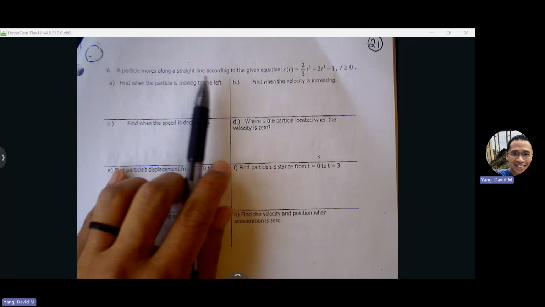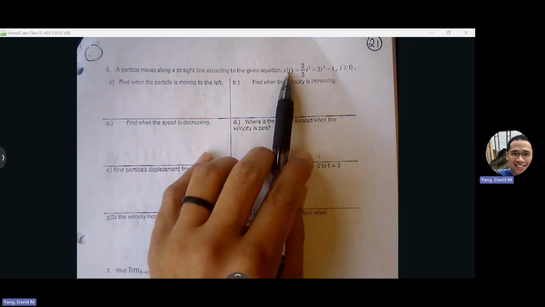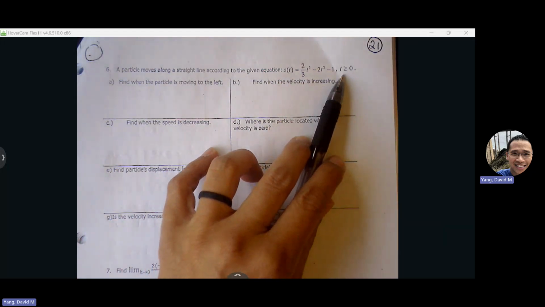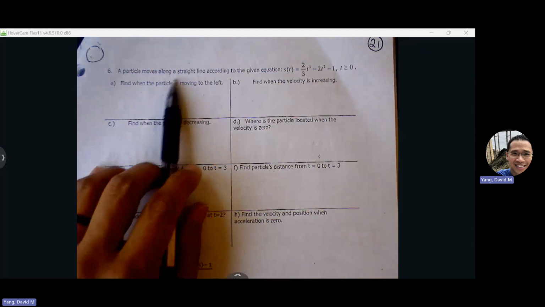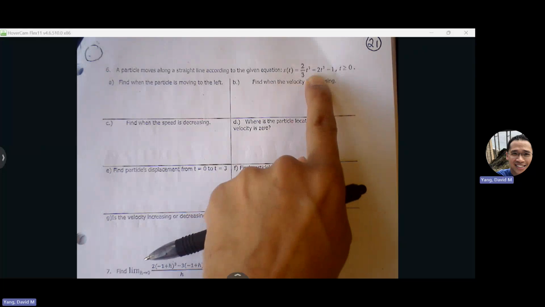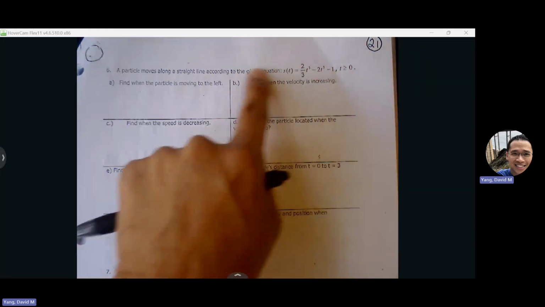All right, a particle moves along a straight line according to S of t. This is my position function. I have a restriction with time. It's greater than or equal to 0. Find when the particle is moving left. Before we do anything with particle motion left and right, what's our strategy here? Let's create our velocity sign line. So find velocity, set velocity equal to 0. Find your critical points, test your subintervals. Let's do all that up here. That way we just have all that data that we need.